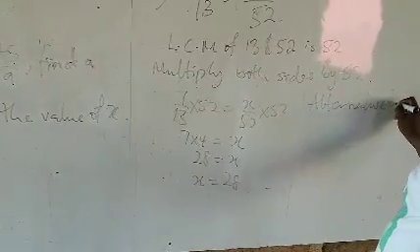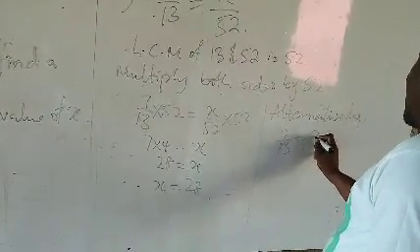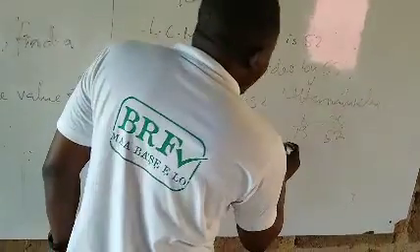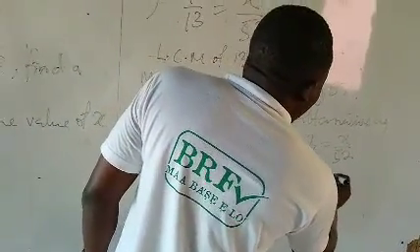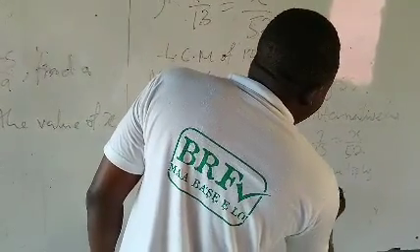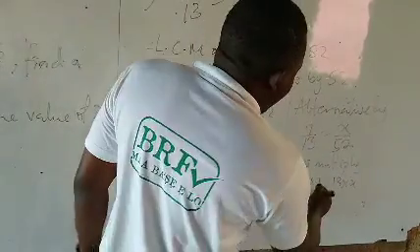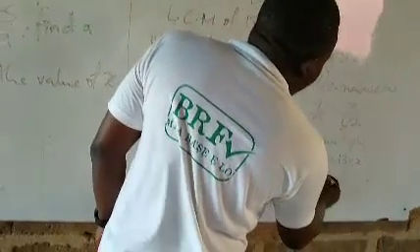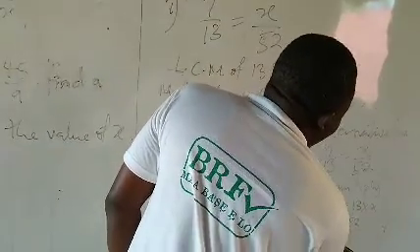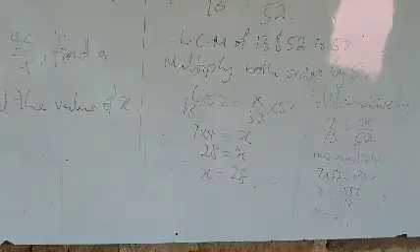Alternatively, you can solve it this way directly without sweating. When you have 7 over 13 is equal to x over 52, we can cross multiply. When you cross multiply, we have 7 times 52 is equal to 13 times x. Now from here, x is equal to 7 times 52 over 13. By using a calculator, we have 28. It's the same thing.